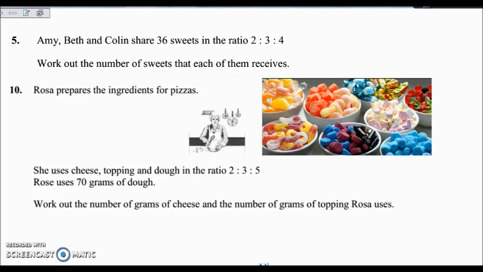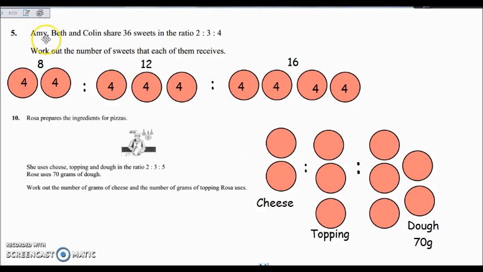Let's have a look at the first one. Amy, Beth and Colin share 36 sweets in the ratio of 2 to 3 to 4. So the first thing you would do is draw your circles, 2 circles, 3 circles, and then 4 circles for Amy, Beth and Colin in the same order. So you divide the 36 sweets between how many circles? Well, 1, 2, 3, 4, 5, 6, 7, 8, 9. So 36 divided by 9 gives you 4, hence I put 4 in all the circles, and then you just add them up. So Colin got 16 sweets, Beth was in the middle, she got 12, and Amy got 8. Hopefully you got that right.